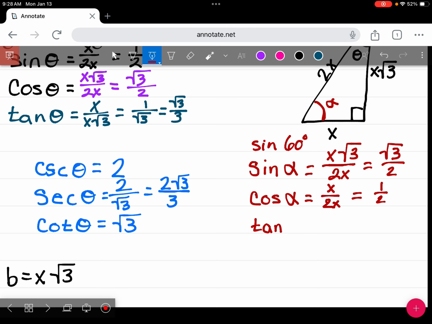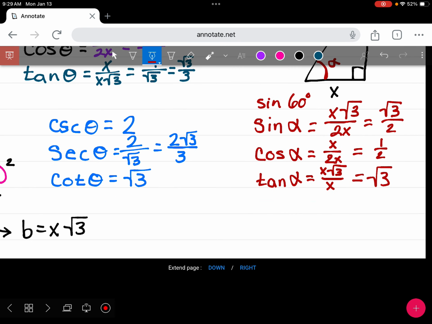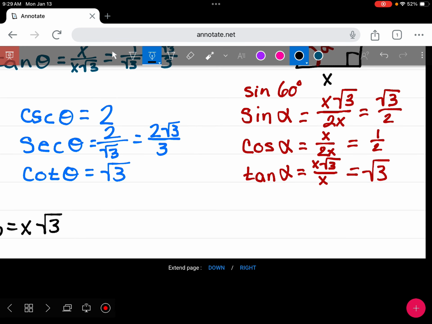Tangent. Careful. TOA, opposite over adjacent. So that's our x square root of 3 over x. Our opposite side over our adjacent side. So that one simplifies down to just be our square root of 3. And then, I'm going to run out of space on here, but that's okay.